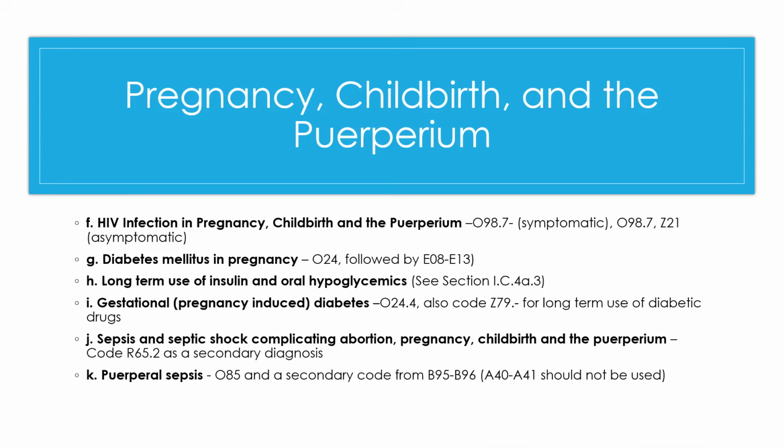For gestational or pregnancy-induced diabetes, gestational pregnancy-induced diabetes can occur during the second and third trimester of pregnancy in patients who were not diabetic prior to pregnancy. Gestational diabetes can cause complications in the pregnancy similar to those of pre-existing diabetes. It also puts the patient at a greater risk of developing diabetes after pregnancy.